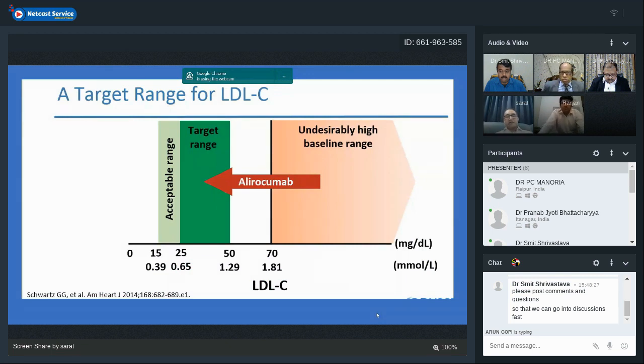They allowed this alirocumab to bring down the LDL levels. The only difference is that this group of investigators thought that if you bring it down extremely low, it might not be beneficial, it may be harmful. Therefore, when the LDL came below 15, they stopped giving them the particular drug. They actually, in a blinded fashion, switched over to placebo. That's a small difference, but that's one reason why you cannot really talk much about extremely low levels of LDL in this ODYSSEY trial.